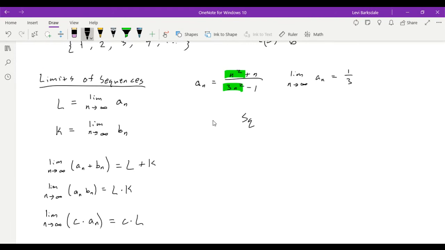And we also have the squeeze theorem for limits. Not for limits, sorry, for sequences. So let's say that we have two sequences and they have the same limit.